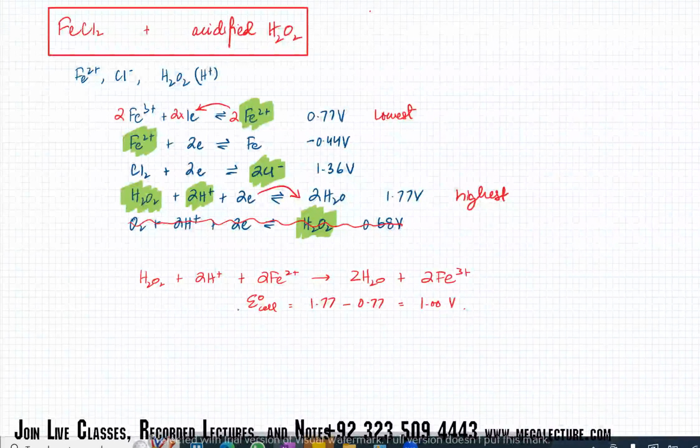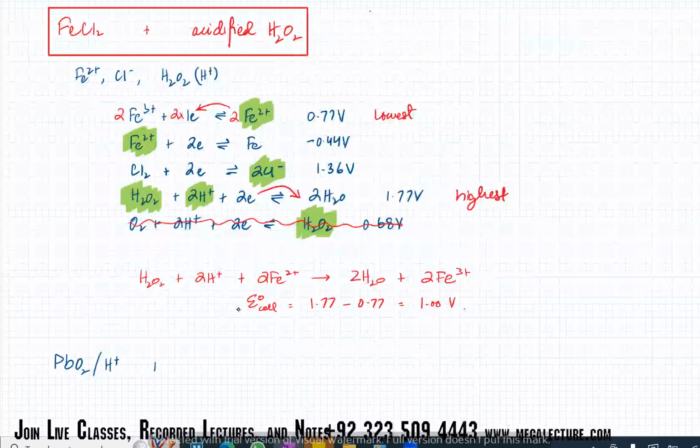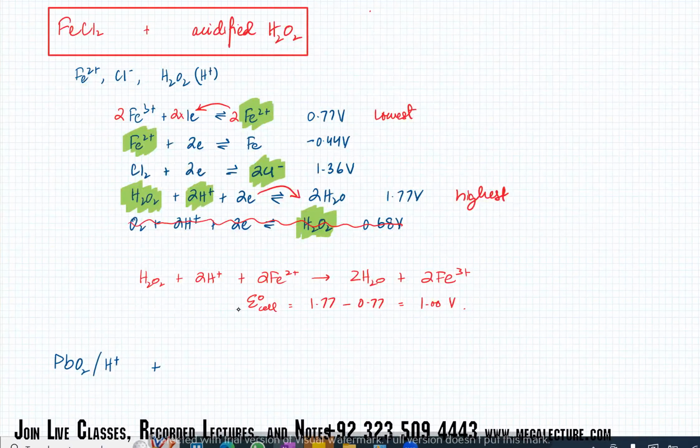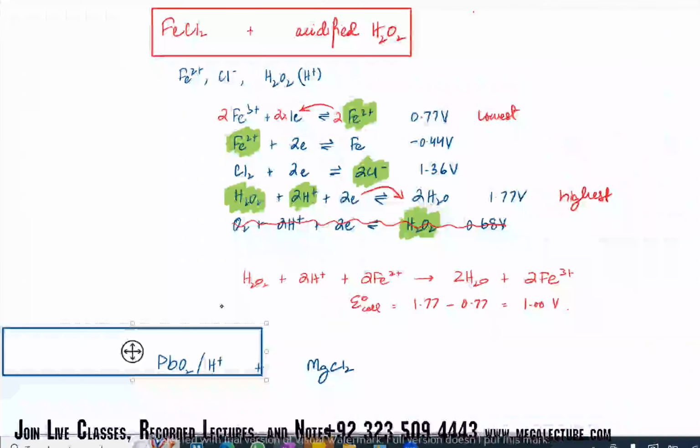Yep, it's clear. Try doing another one, this reaction on your own. You've got PbO2 acidified, so there's H+, and I'm reacting it with something. Let's try MgCl2. Try doing this one and send the answer for this one.